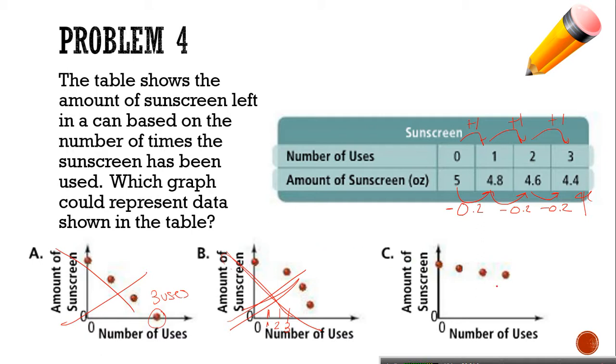Then if I look here at C, it looks like it actually goes down, if you notice, by a perfect amount each time. So it's got to be C for an answer.